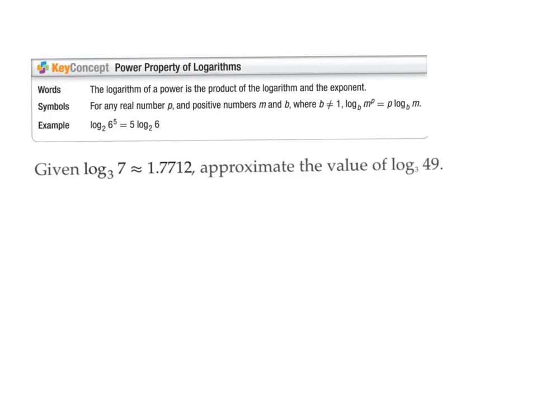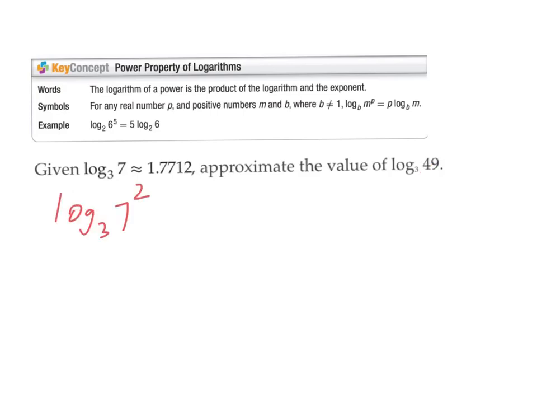So they give you this first part. This is going to be given. And now what you have to do is figure out, okay, how can I write the second one using log base 3 of 7? Well, you should see a relationship here, right? What's the relationship between 7 and 49? Okay, 7 is the square root of 49, or I could rewrite 49 as 7 squared.